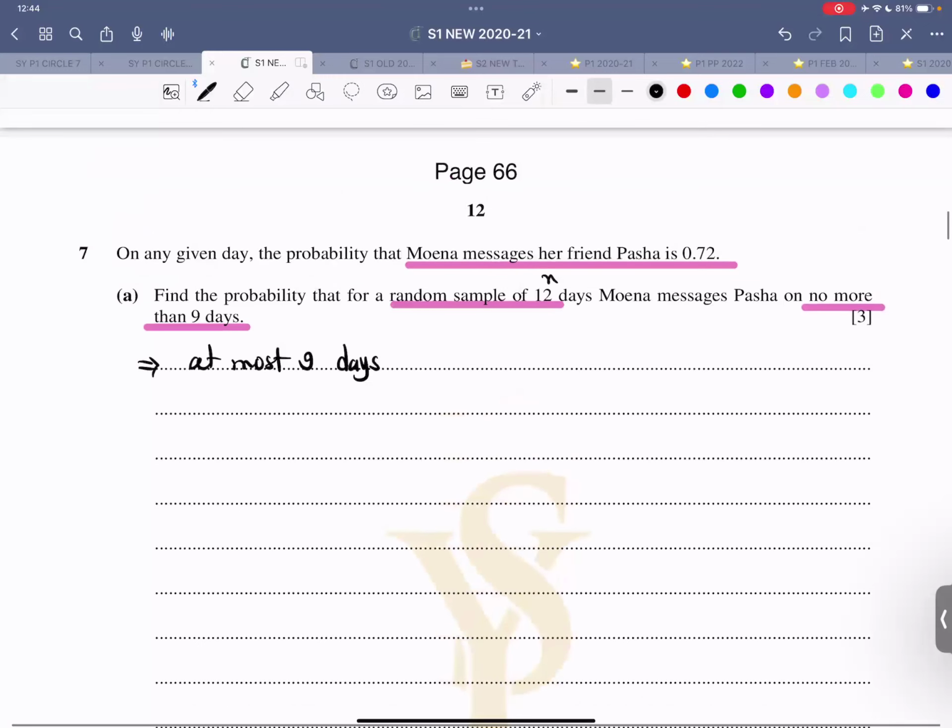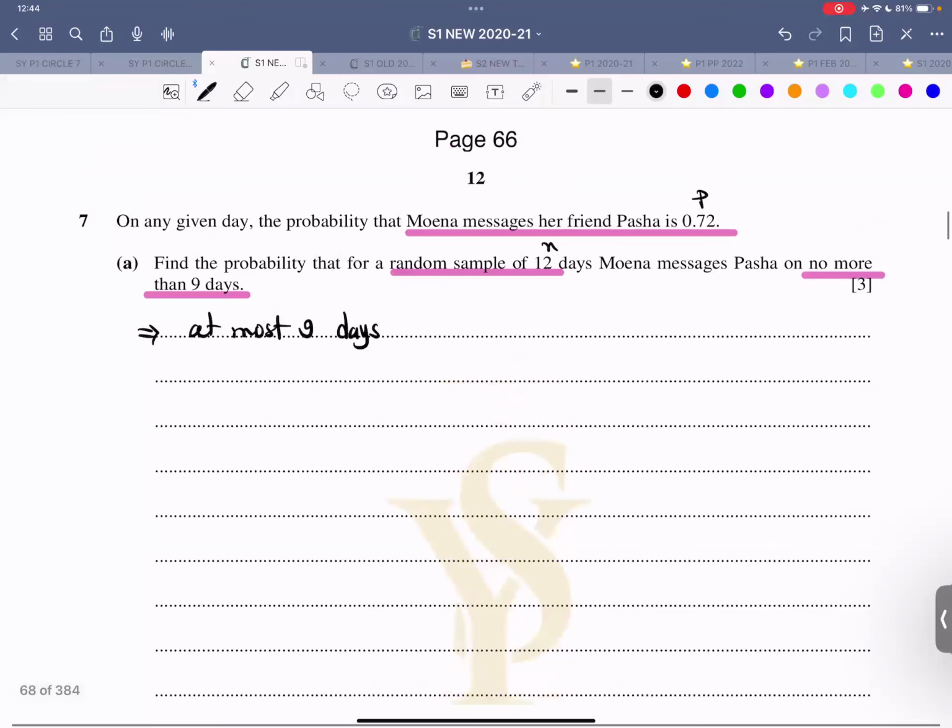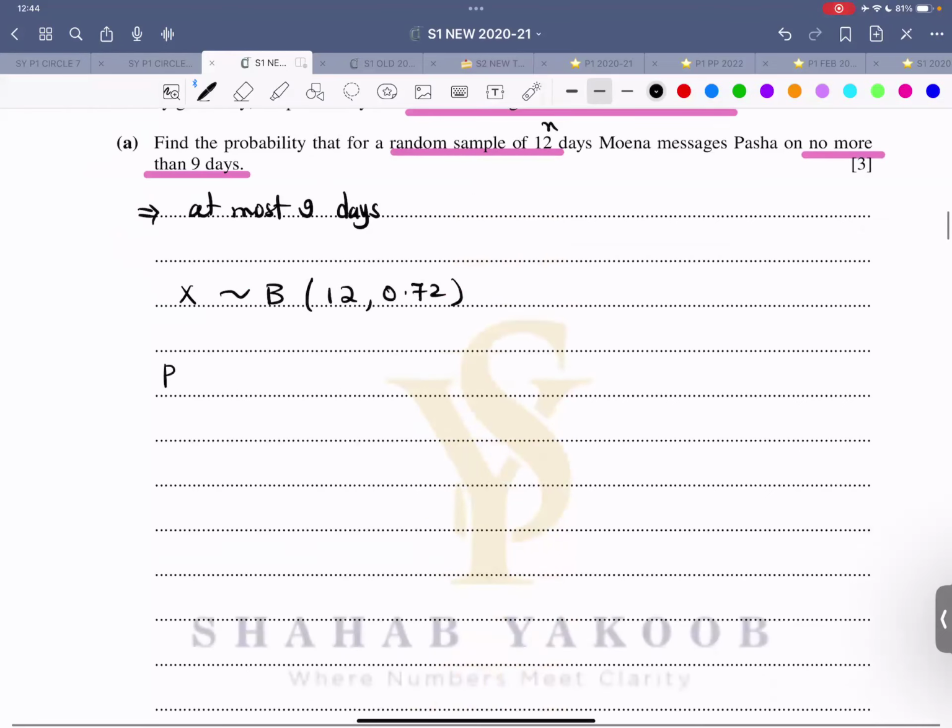Number of trials is given. Probability of success is given. This is binomial. X follows a binomial distribution, and the number of trials is 12. Probability of success is 0.72. I'll write probability X is less than or equal to 9, which is too much to calculate. That is 1 minus probability X is greater than or equal to 10.